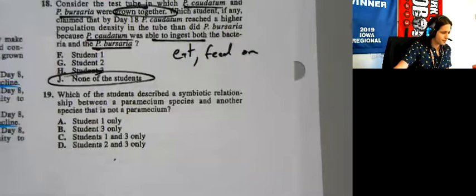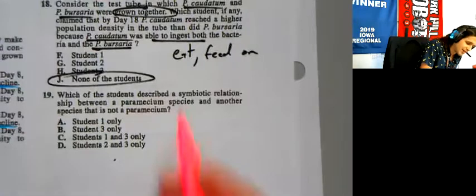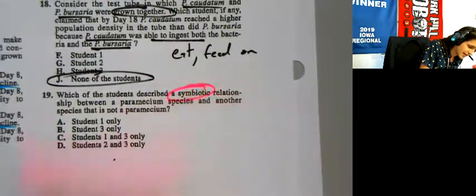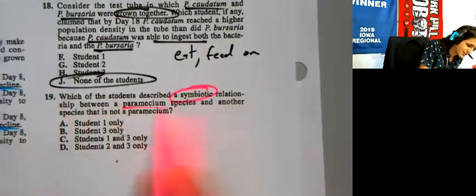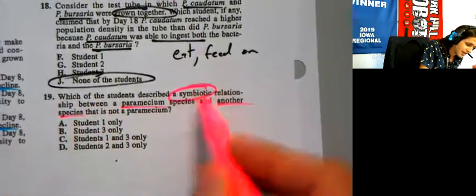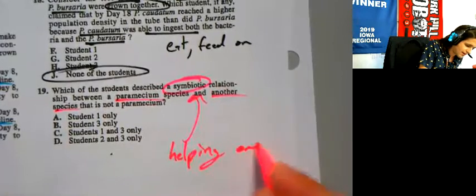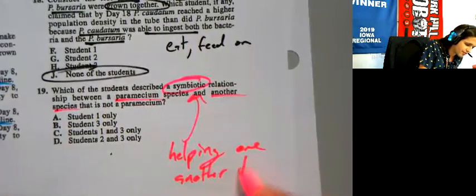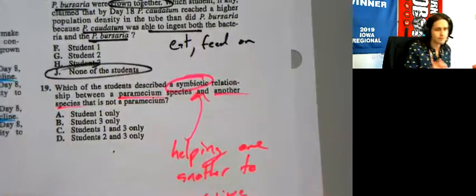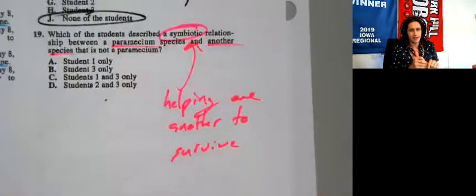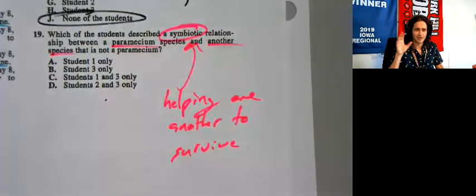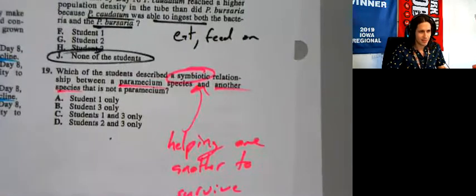Last one. Coloring pink. Which of the students described a symbiotic, what the heck does that word mean? Relationship between a paramecium species and another species that is not a paramecium. What is symbiotic? That's helping one another to survive. You know, somebody's doing something for the other guy. It's like the sharks that let the little sucker things stick onto them so they clean off the shark or the whale or whatever. I don't know. They work together. One helps the other. Symbiotic relationship.